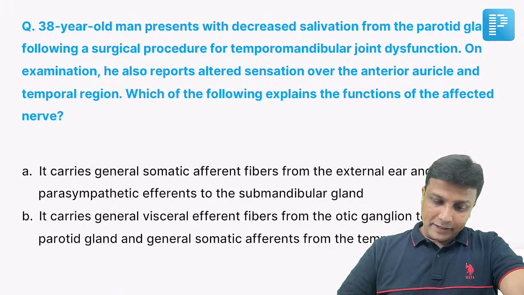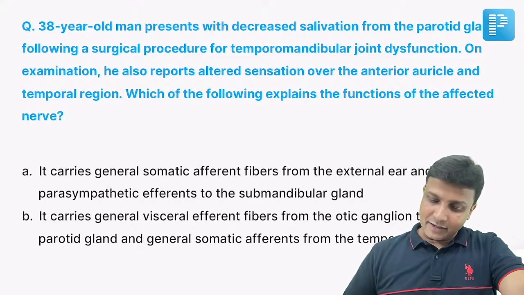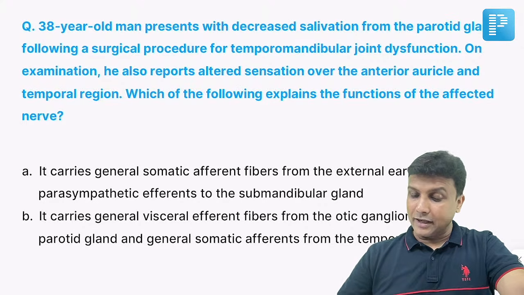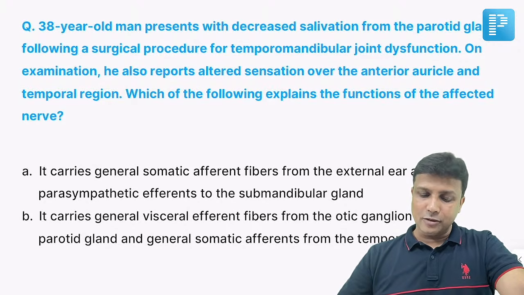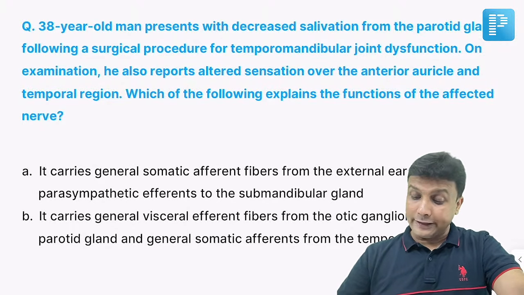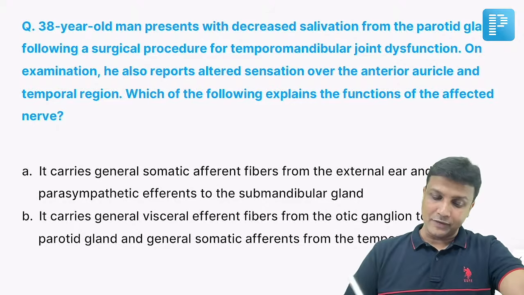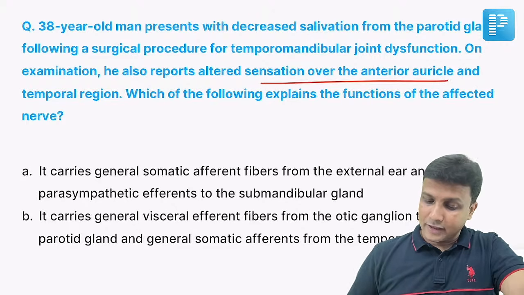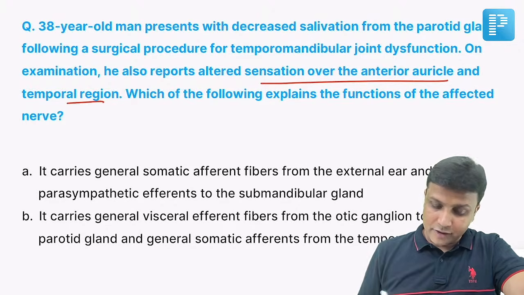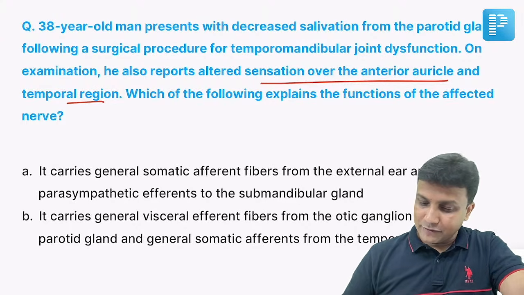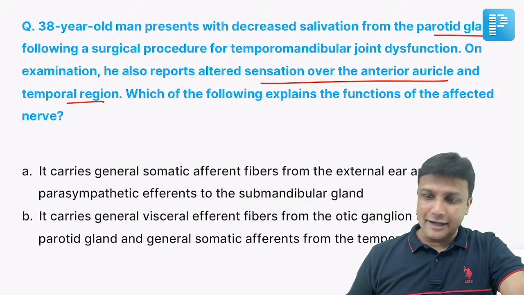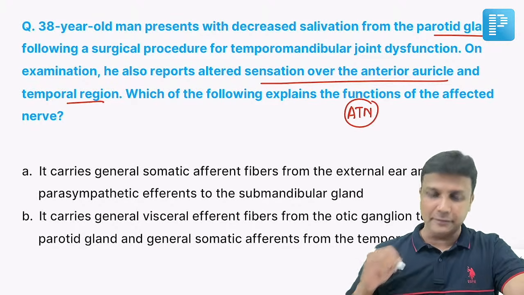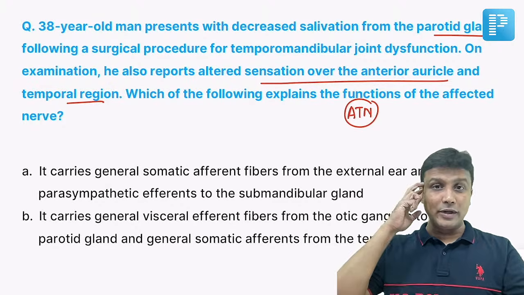Now, a 38-year-old man presents with decreased salivation from the parotid gland following a surgical procedure for temporomandibular joint dysfunction. On examination, he also reports altered sensation over the anterior auricle and temporal region. So basically, we are dealing with decreased salivation from the parotid gland. This all indicates that the auriculotemporal nerve will be affected here.